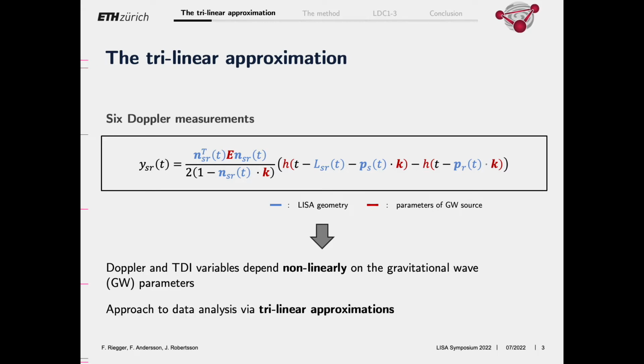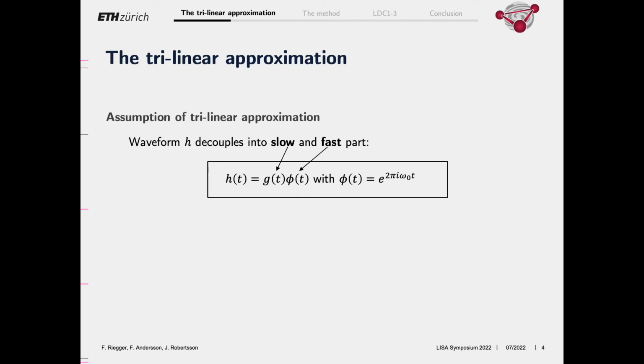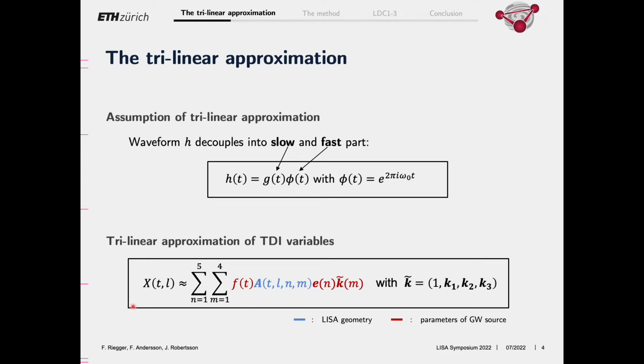Now, we suggest that we can approach this data analysis by means of trilinear approximations. But what are those approximations and when can we use them? One fundamental assumption of the trilinear approximation is that the waveform h decouples into a slow and a fast oscillating part. The fast oscillating part is described by a frequency omega 0, which I will refer to as the carrier frequency. Now, this assumption, together with multiple Taylor expansions, allows us to represent the TDI variables by this expression here.